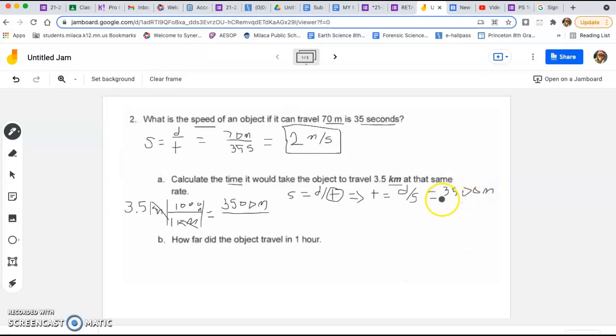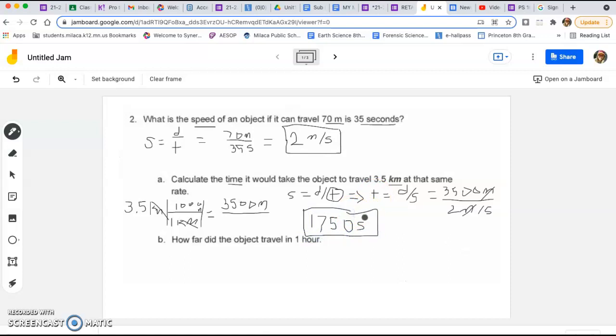And that's over, the speed is 2 meters per second. And then I know that I can cross the meters out because one's on top and one's on bottom. And then I just would divide 3,500 by 2. And that's going to give me 1,750. And my unit that's left is seconds right here. And that is a time unit. So that would make sense.